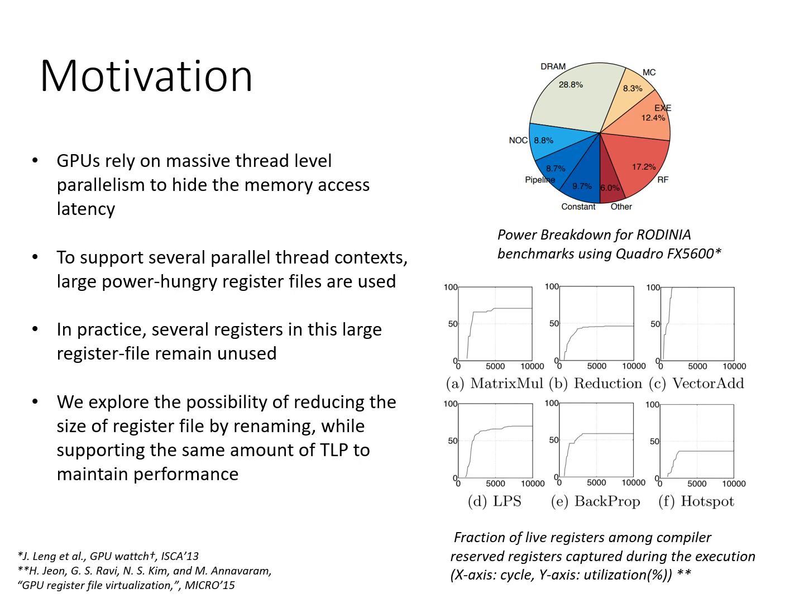In practice, several registers in this large register file remain unused during execution. The second figure in the slide shows the fraction of live registers that are recorded during different points in the execution time. And we can see that in most of these workloads, only about 50% of the registers are used. 100% utilization is only achieved in highly parallel workloads like vector add. So, based on this observation, we explored the possibility of reducing the size of the register file while maintaining the same amount of thread level parallelism.